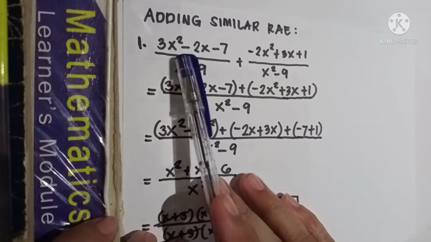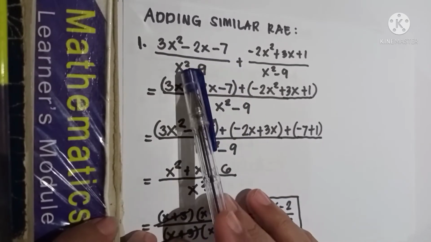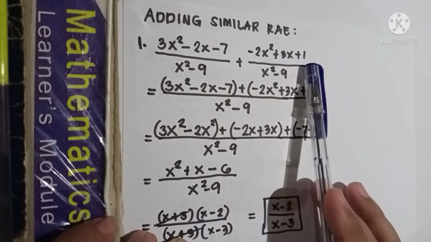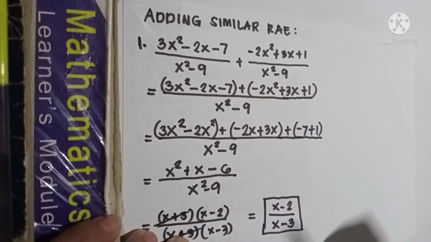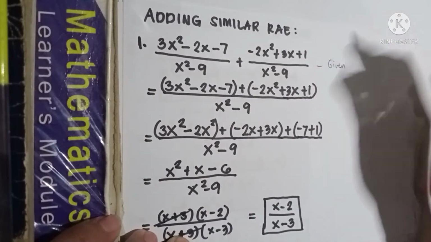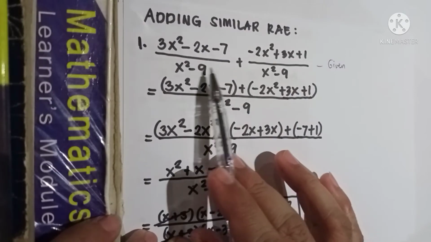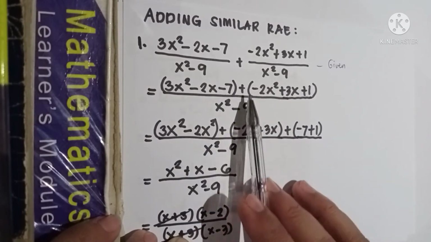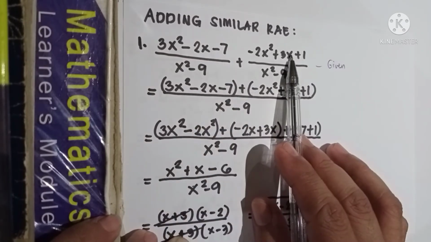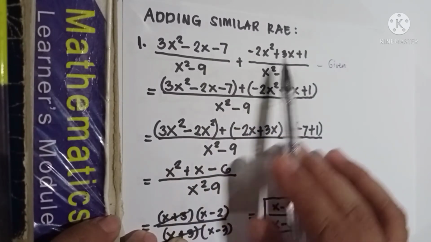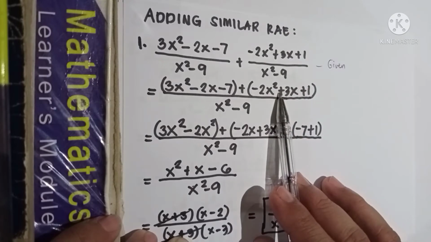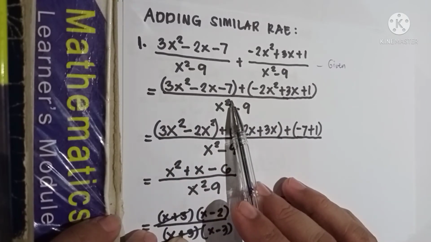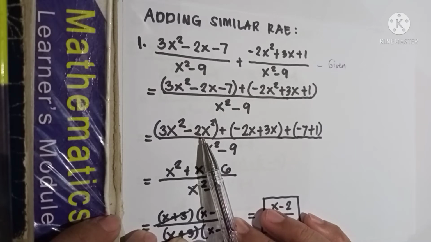Number 1, 3x squared minus 2x minus 7 over x squared minus 9 plus negative 2x squared plus 3x plus 1 over x squared minus 9. So this is our given. To add these rational algebraic expressions, since we have common denominators, we will copy. Then we need to add the two numerators. So bring down the first numerator and also the second numerator, but we will write them inside the parentheses. The next, we're going to combine the similar terms.